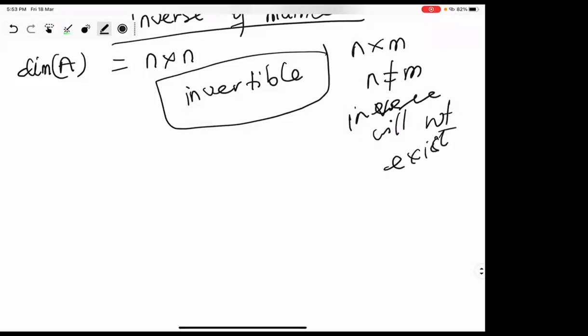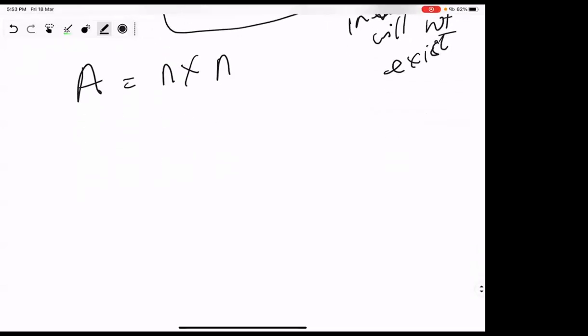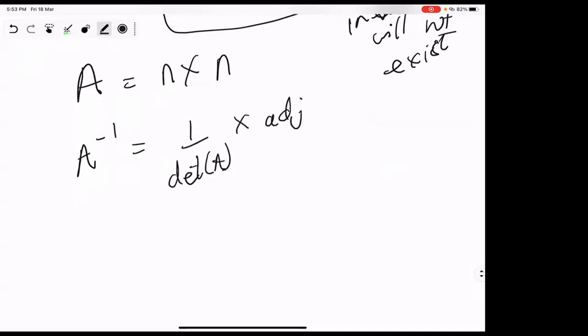Okay, so we only look at square matrices. Given any square matrix, the inverse of such a square matrix is given by A to the power minus 1, and this is 1 over the determinant of the matrix times what is known as the adjoint of the matrix. That is how we find the inverse of a matrix, given any square matrix at all.